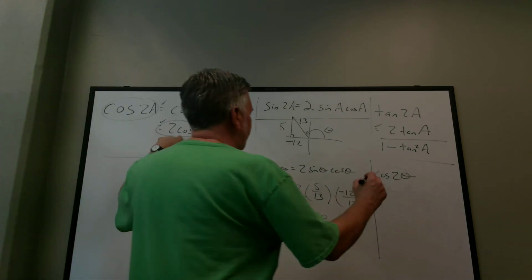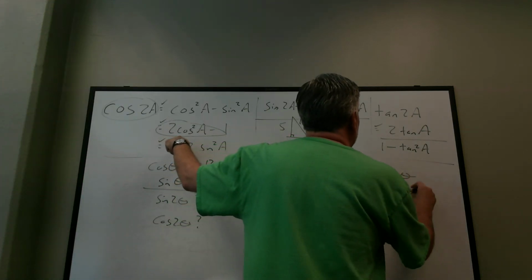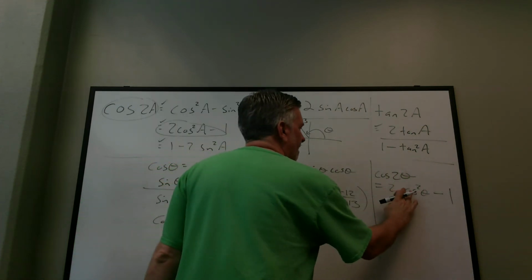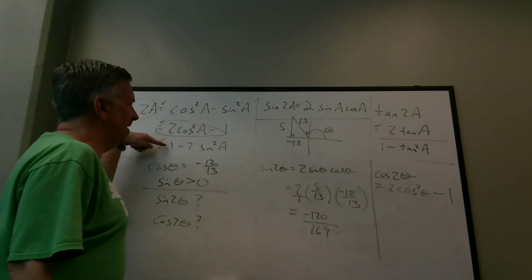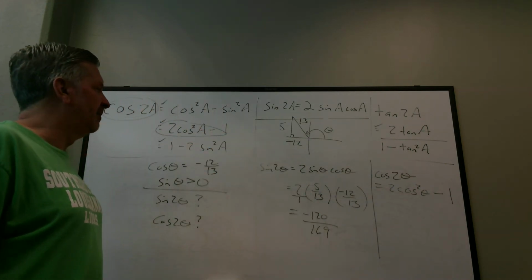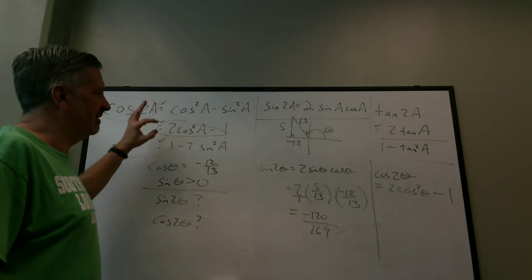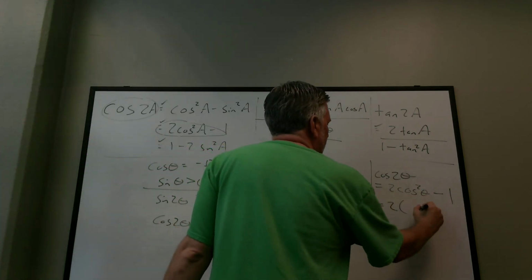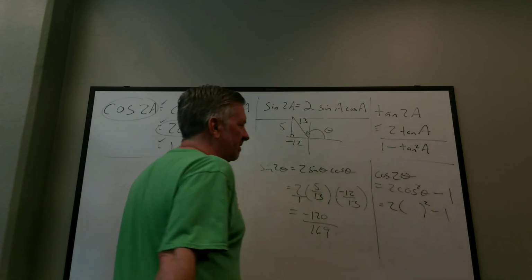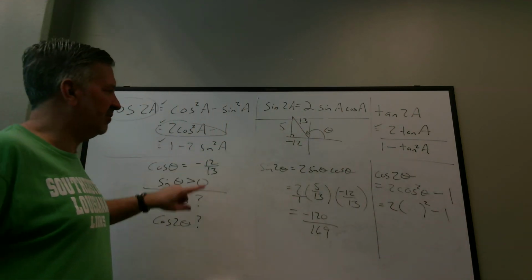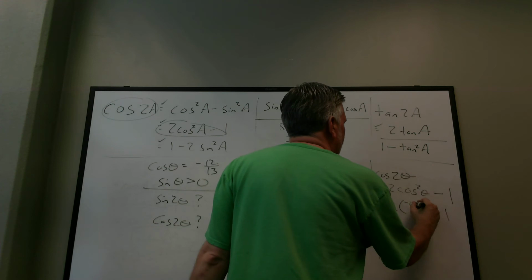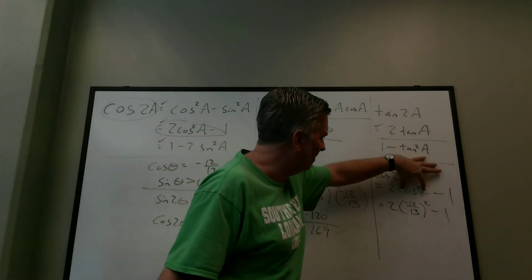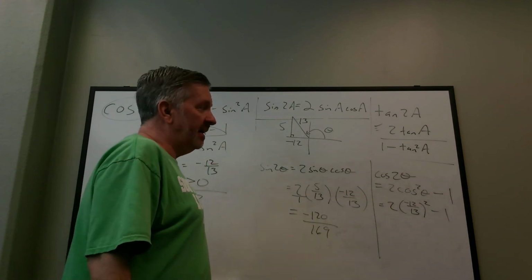So cosine of 2 theta is 2 cosine squared theta minus 1. Again, you could use any one of these because we already have the picture for theta. But if we hadn't done any of this work, this would be the easiest one to use. Okay, so this is 2 cosine theta squared minus 1. So instead of cosine theta, we can put a minus 12/13. Again, that's not theta, it's cosine theta. Remember, this means cosine theta whole thing squared. And now we just work it out.